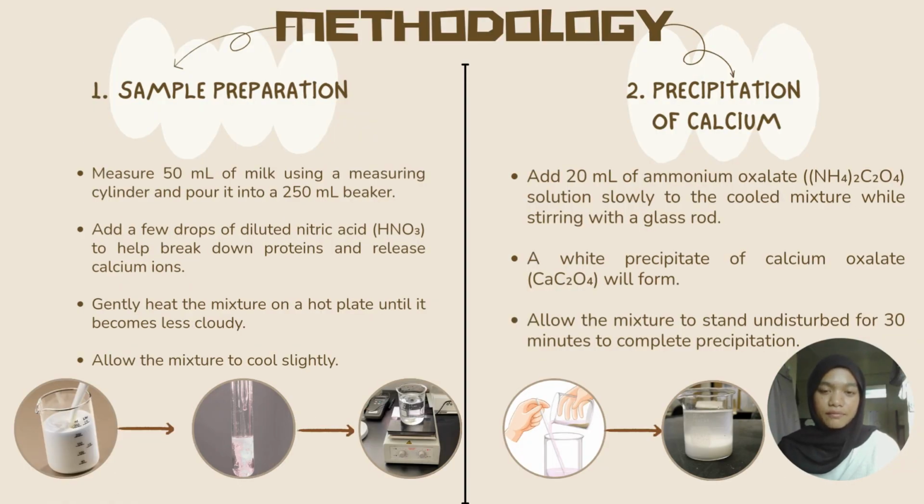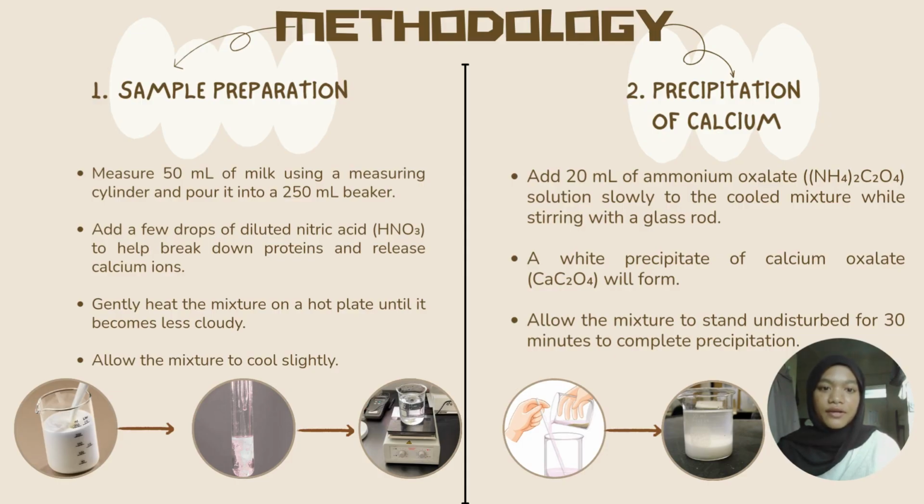Next, here is the step-by-step explanation of the gravimetric analysis. First is sample preparation. Measure 50 ml of milk using a measuring cylinder and pour it into a 250 ml beaker. Add a few drops of diluted nitric acid to help break down proteins and release calcium ions. And then gently heat the mixture on the hot plate until it becomes less cloudy and allow the mixture to cool slightly.